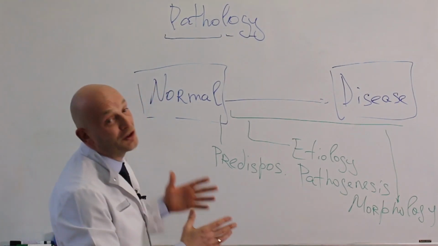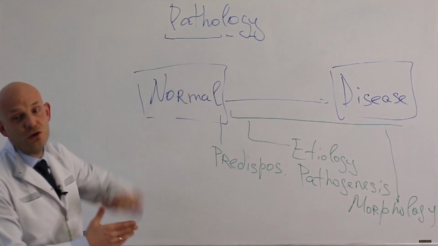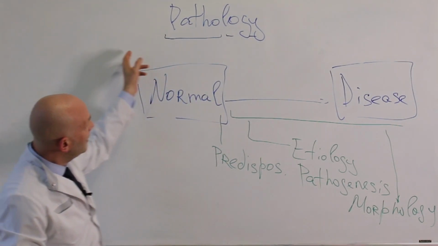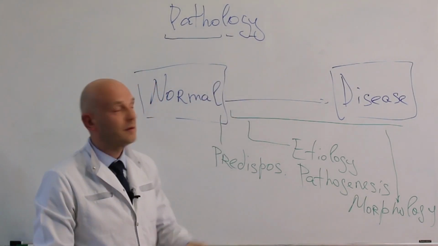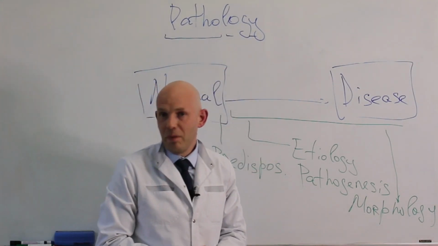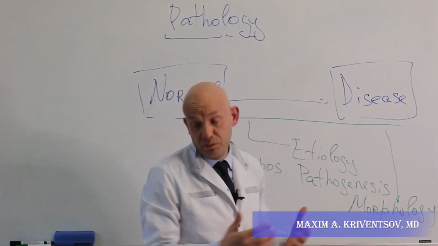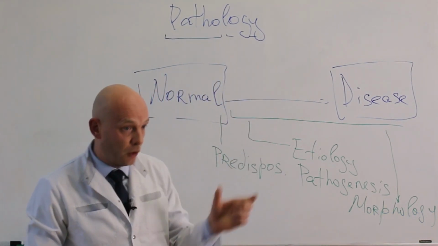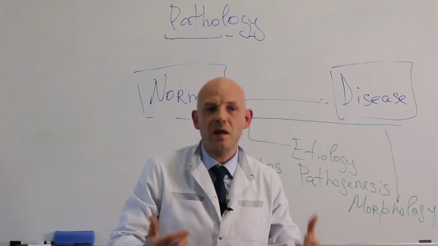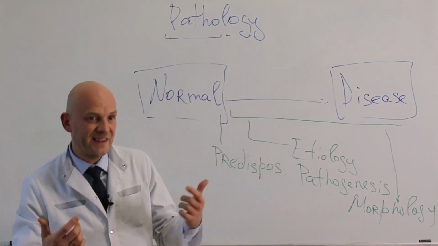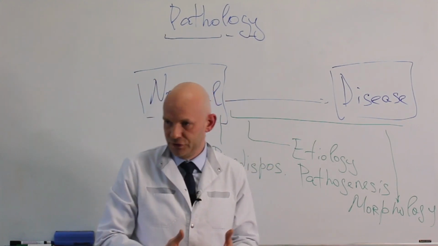What is pathology at all? We have to start from the definition. Pathology comes from two Greek words, pathos and logos. Pathos means suffering or disorder, and logos means study. So if we provide a shorter definition, it's the study about diseases, the study about pathological states.